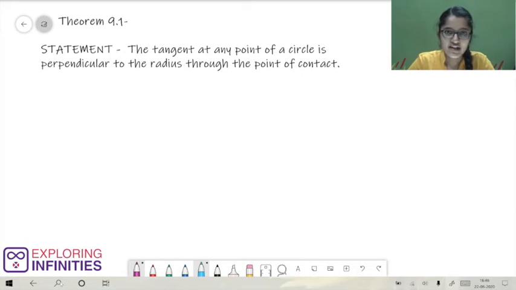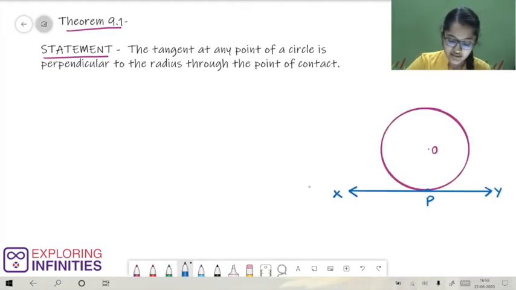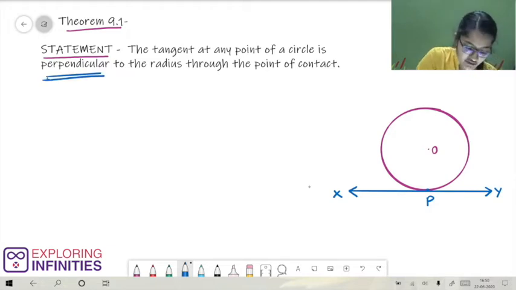In order to understand what is special about these angles, let us look at theorem 9.1. The statement of theorem 9.1 says, the tangent at any point of a circle is perpendicular to the radius through the point of contact. Here, we have a circle having center O and the line XY is tangent to the circle at point P. According to the statement, the tangent at any point of a circle is perpendicular to the radius through the point of contact.